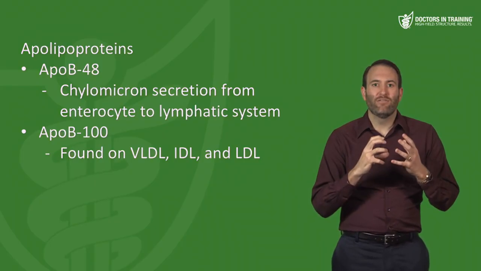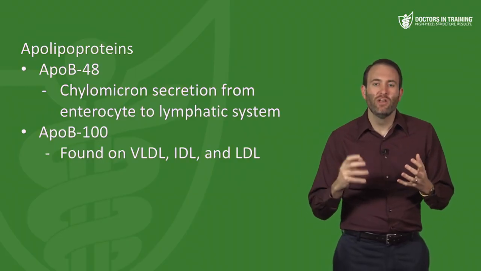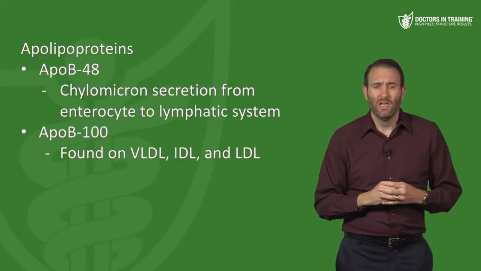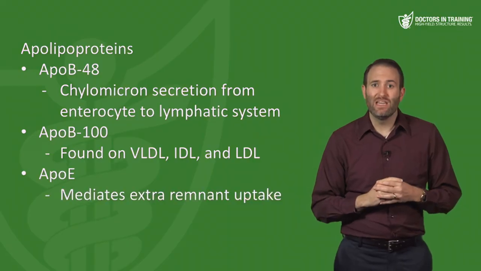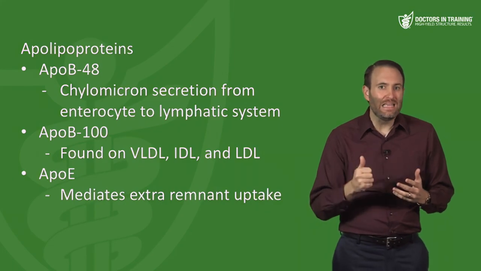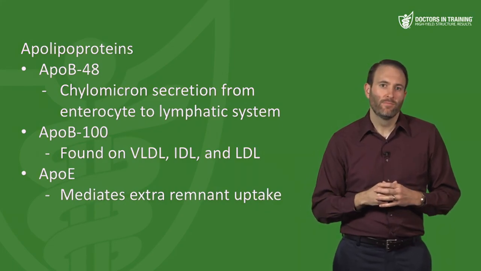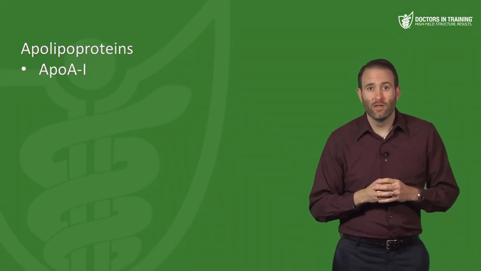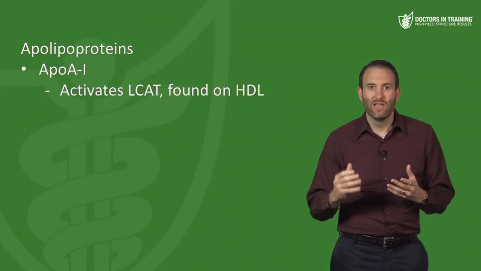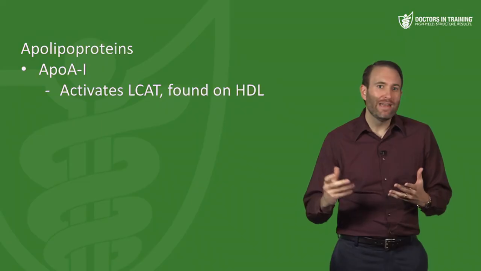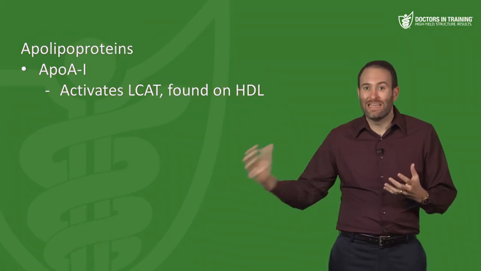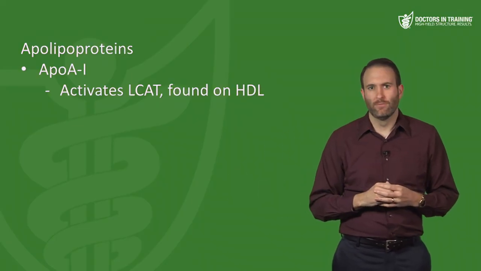And this is what you need to have in order to leave the liver. So that ApoB100 attaches to that VLDL, and then you end up going into the circulation. Next, we have ApoE. So ApoE is going to mediate extra remnant uptake. So E for the apolipoprotein E, and then E for extra remnant uptake. Next, we have ApoA1. Remember, this is going to activate LCAT, and this is found on HDL particles. Remember, HDL particles have ApoAs instead of Bs. So A1 activates LCAT. And remember from our diagram that LCAT was used to move cholesterol from the cells into that HDL to help scoop up that extra cholesterol.